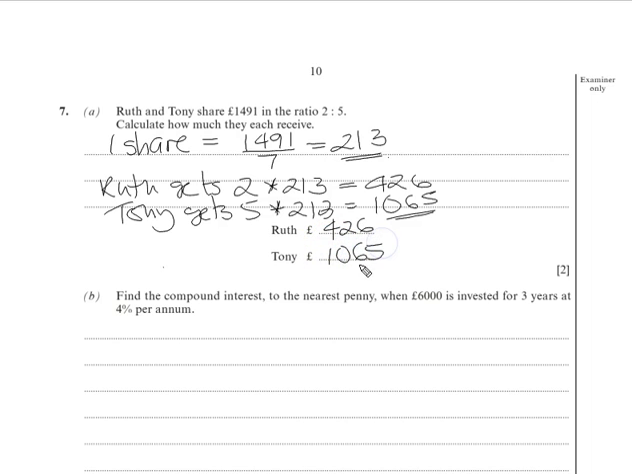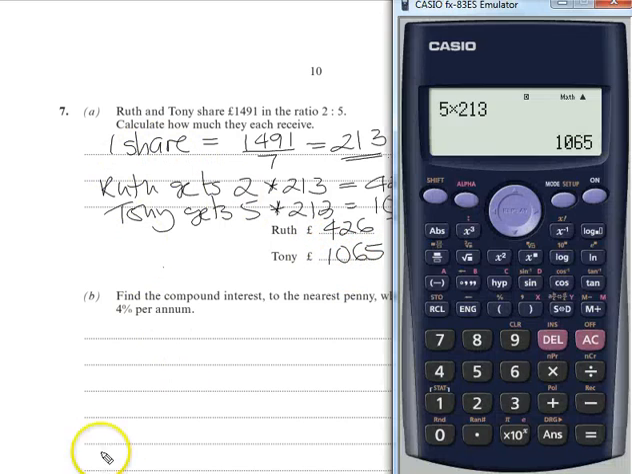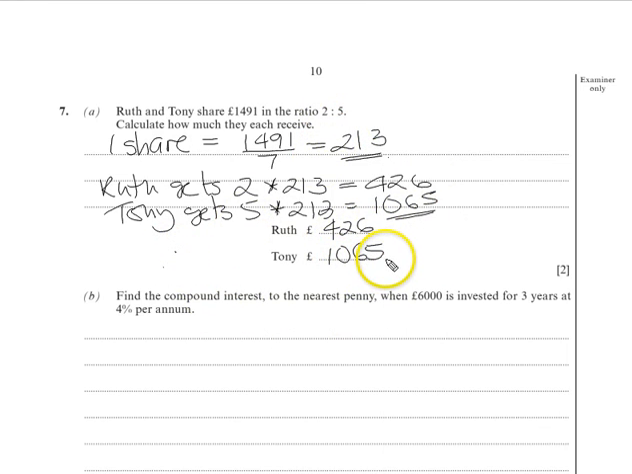And as a little check, just a quick check while we're doing it, rather than thoroughly check it at the end, let's just do 426, that's the 2 shares, plus the 5 shares, which is 1065. And that should add up to the 1491. Yeah, it's fine. Okay then, so that looks okay. Good. So let's go on to the next part.